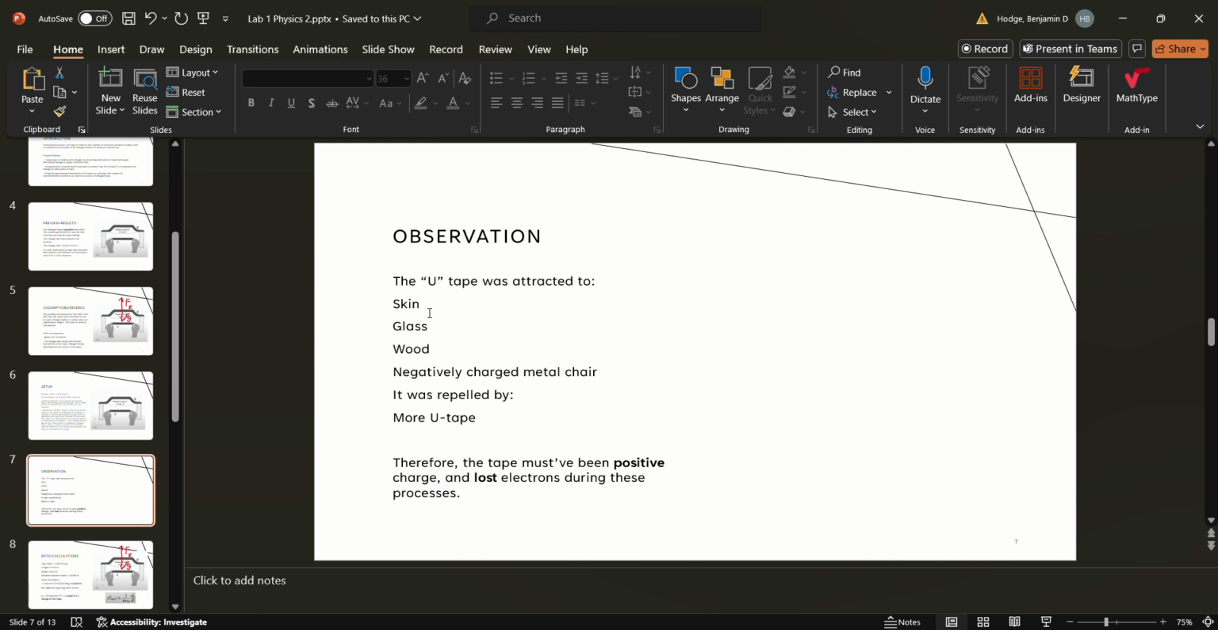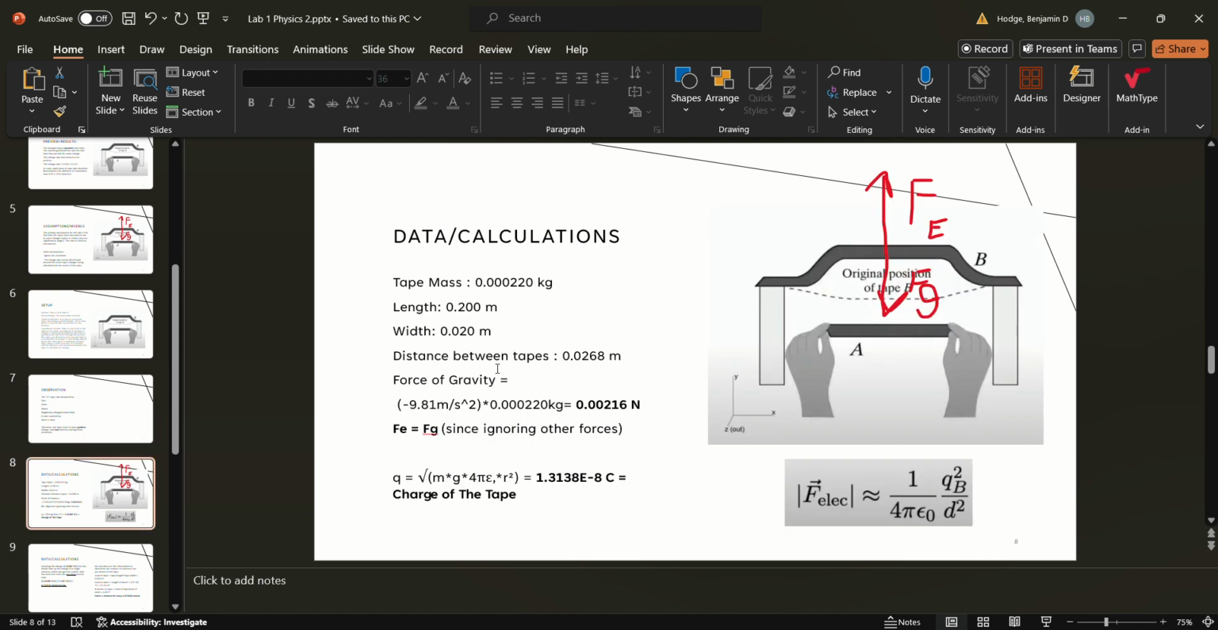We can see that this tape was attracted to skin, glass, wood, and a negatively charged metal chair, implying that it couldn't possibly have been a negative charge, meaning it must be a positive charge. It was repelled by more tape that carried a similar charge, therefore it must be positive. And in doing so, being positive, it must have lost electrons during this entire process, right?